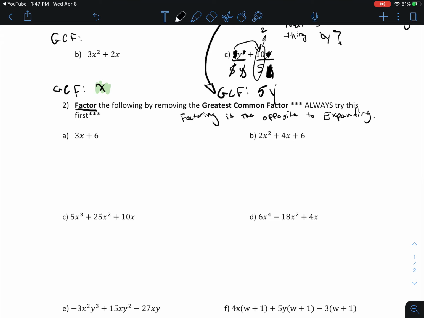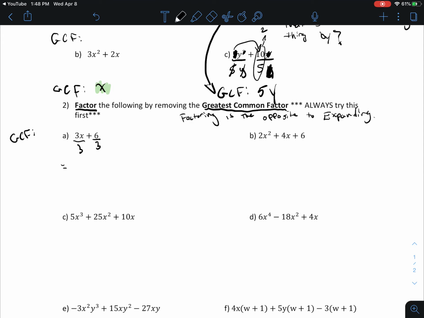Okay? So, but we're going to use our new skill of greatest common factor in order to factor these. Okay? So we're going to get pieces. Factor means pieces. Okay? So, in the first one, what would be your GCF in the first one? Let's say. What is the thing that I could divide both these by?